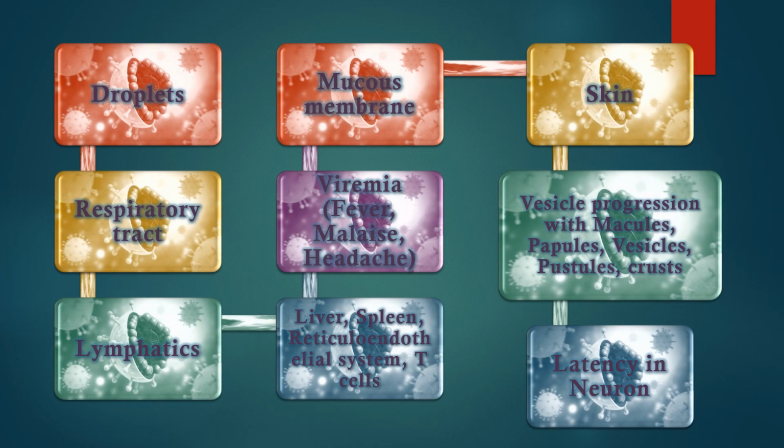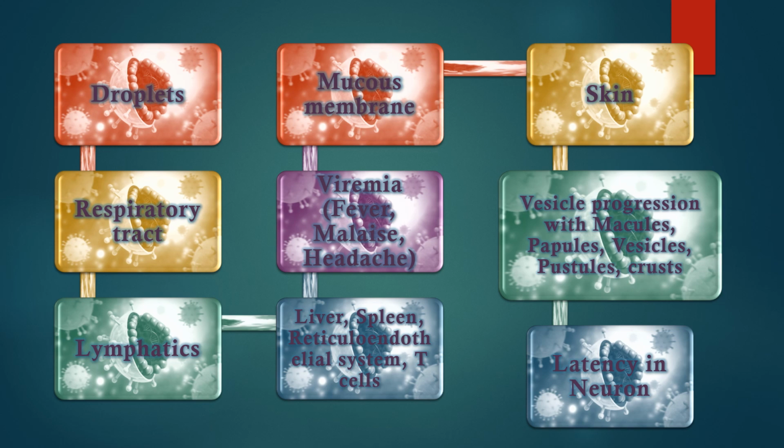It gets transmitted from an infected person to a healthy person through droplets, and the initial replication takes place in the tonsils and mucosa of the respiratory tract. The virus then progresses via the bloodstream and lymphatic system to the cells of the reticuloendothelial system through the secondary viremia, which occurs after 11 to 13 days and spreads the virus throughout the body and to the skin.